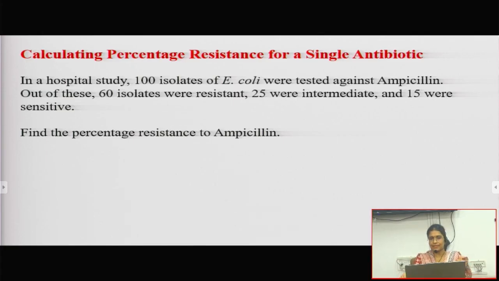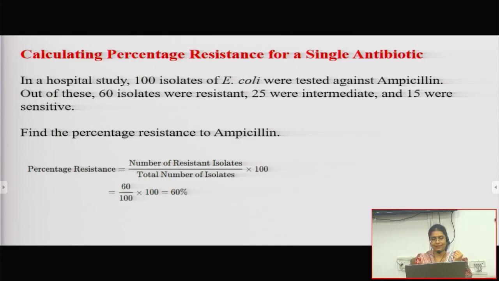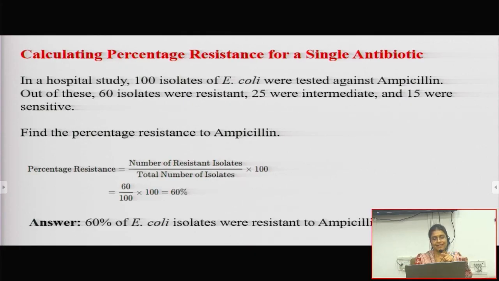Now the question is, calculate the percentage resistance of E. coli to ampicillin. How would you do that? 60%? Well, if you get straightforward, okay, good. Now let's see the next.